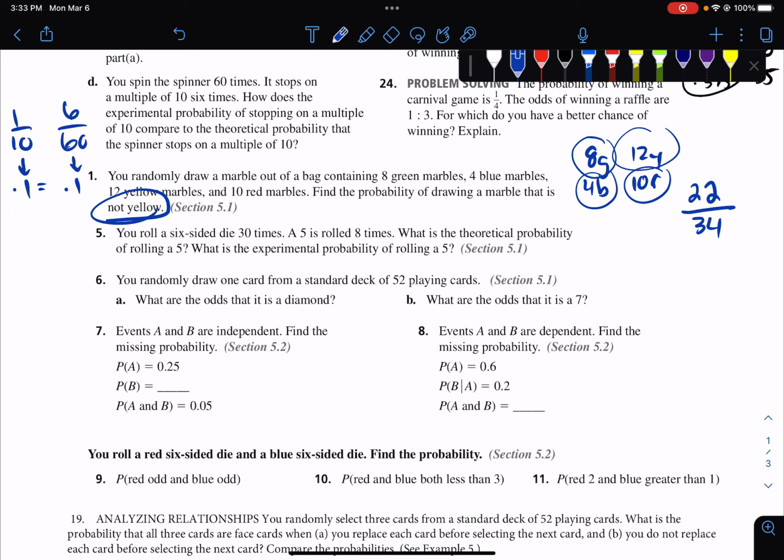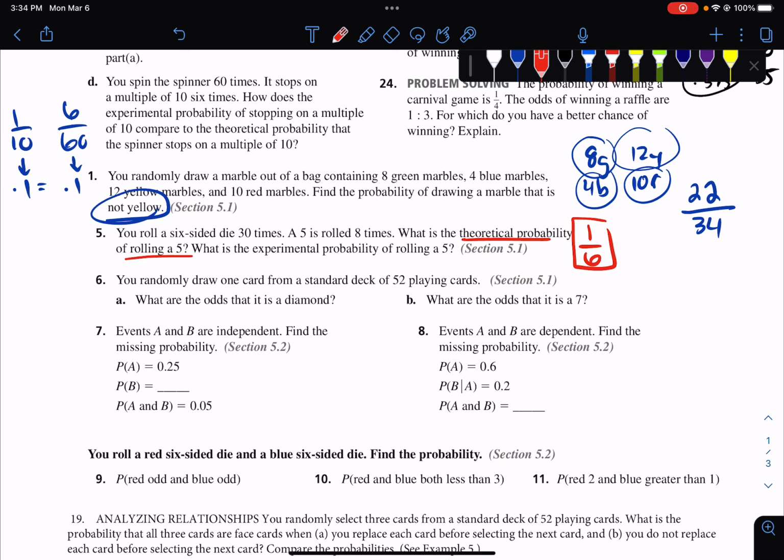Okay. Number 5, you roll a 6-sided die 30 times. A 5 is rolled 8 times. What's the theoretical probability of rolling a 5? What is the experimental probability of rolling a 5? Again, an easy question that you guys are making much more difficult than it is. Theoretical probability of rolling a 5. Theoretically, what should happen? What is the chance that I roll a 5? Well, there's only 1 5 out of 6 sides of a die. So my theoretical probability is just 1 over 6.